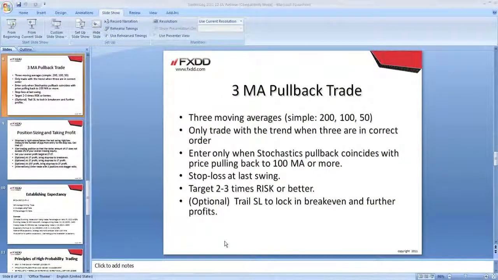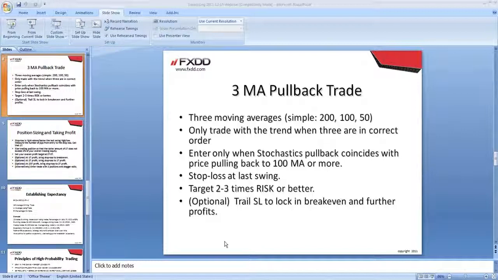Let me take a look at the questions here. So your entry is when stochastics is back into 20 or 80, yes? Okay, my exact entry in an uptrend, if you're going long, is when the stochastics crosses above the 20 line. It crosses and closes above the 20 line. In a downtrend, my exact entry is when the stochastics crosses and closes below the 80 line.